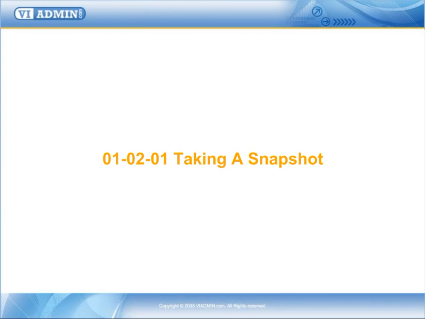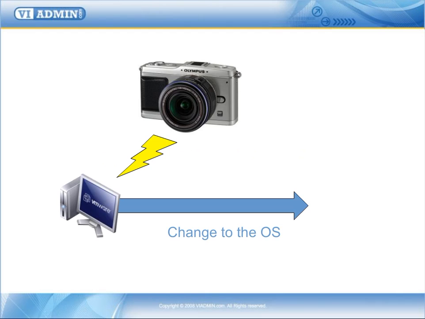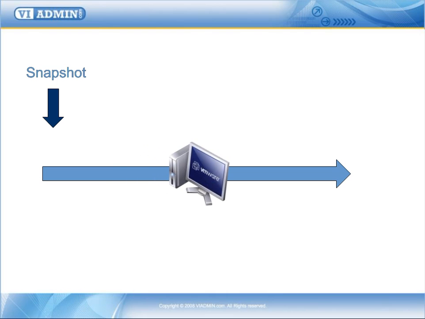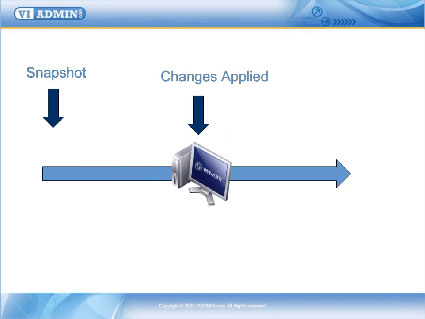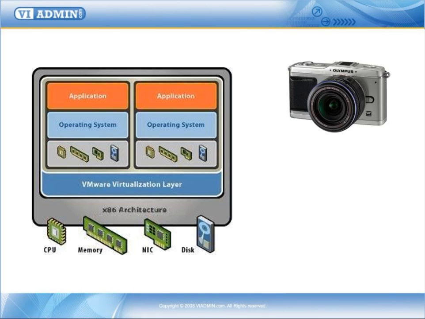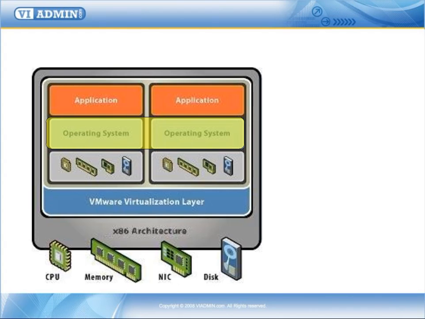010201, Taking a Snapshot. Snapshots are a great and very powerful feature of VMware's ESX server. Snapshots let you preserve the state of a virtual machine so you can return to the same state repeatedly. A snapshot captures the entire state of a virtual machine at the time you take the snapshot. This includes the settings state, the disk state, and the memory state.